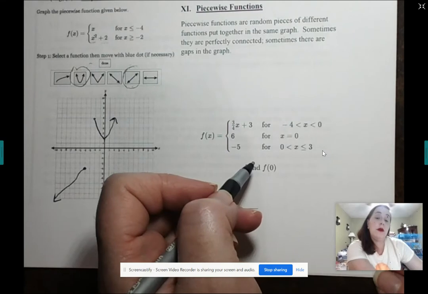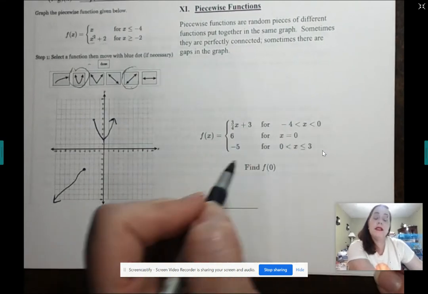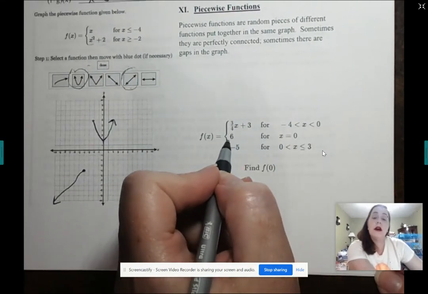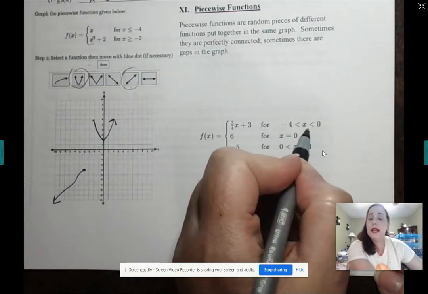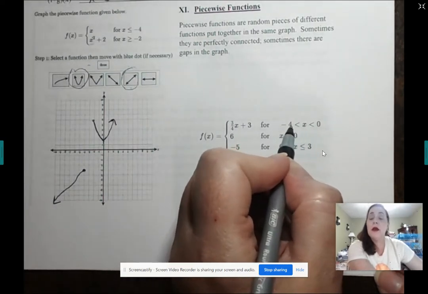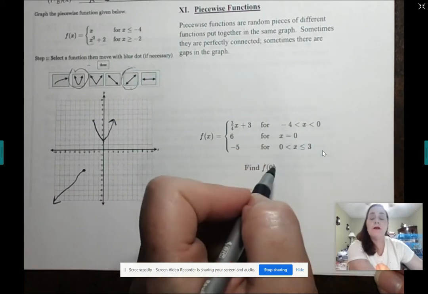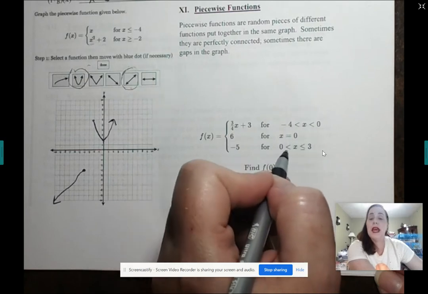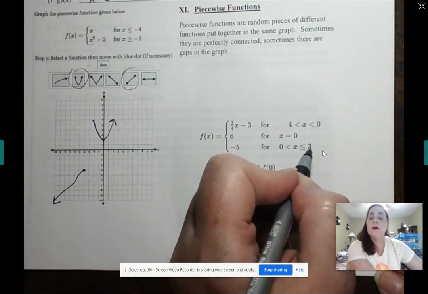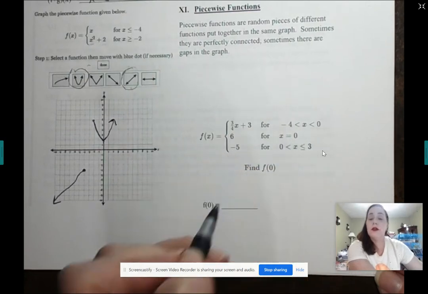Now, if they just give you equations, and here's 3, this is a piecewise that has a linear, a constant, and another constant. You need to make sure that you recognize and can understand that this is saying between the x values of -4 and 0, you'll use this. For exactly 0, you'll use this. And for anything larger than 0, but only up to 3, you'll use this.